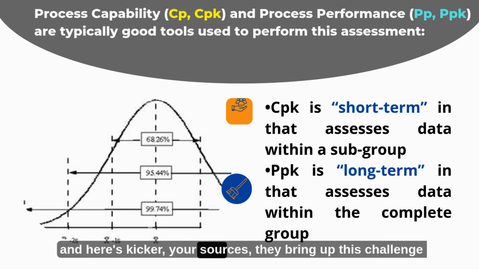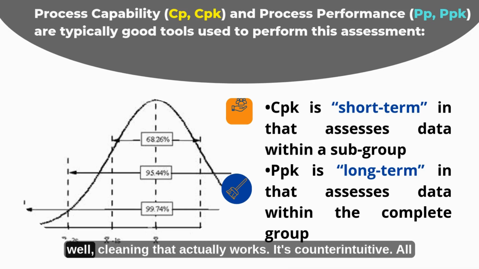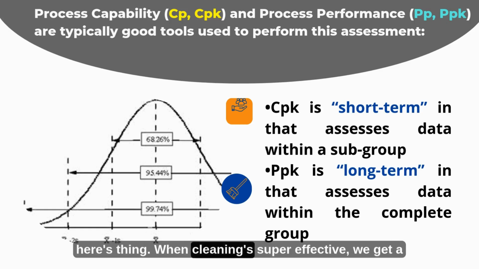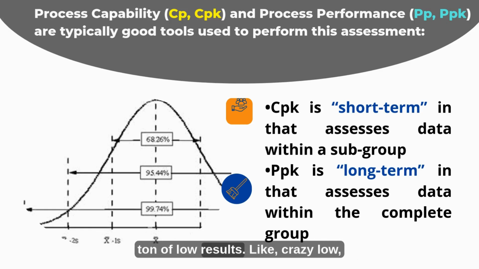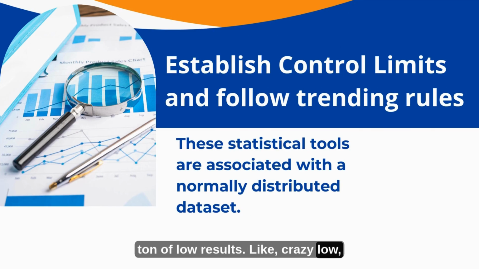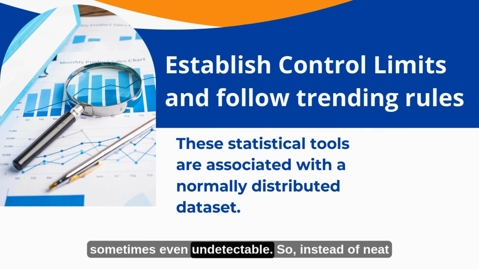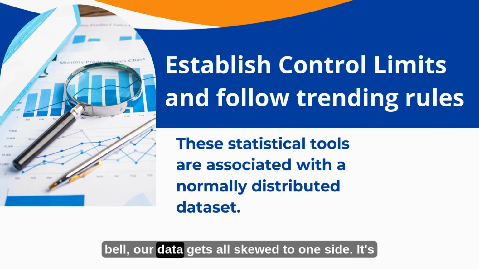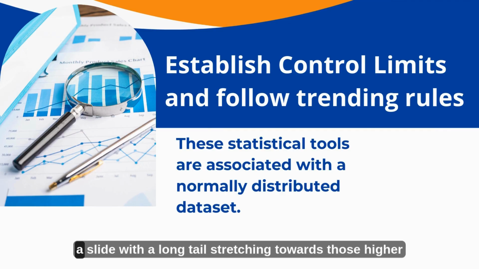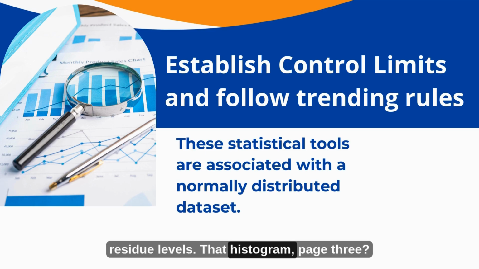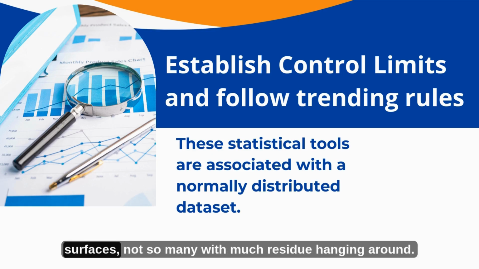But, and here's the kicker, your sources bring up this challenge with, well, cleaning that actually works is kind of counterintuitive. All right, here's the thing. When cleaning's super effective, we get a ton of low results, like crazy low, sometimes even undetectable. So instead of that neat bell, our data gets all skewed to one side. It's like a slide with a long tail stretching towards those higher residue levels. That histogram, page 3, nailed it. We're talking lots of squeaky clean surfaces, not so many with much residue hanging around.